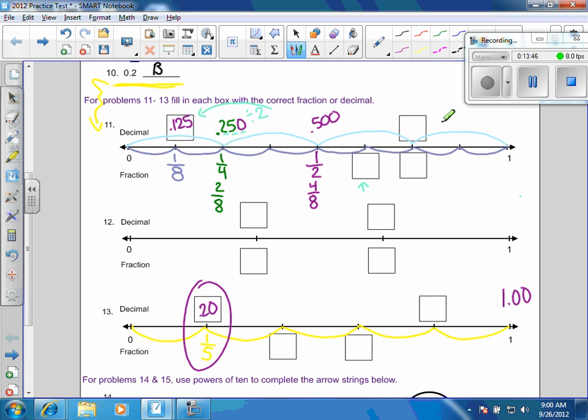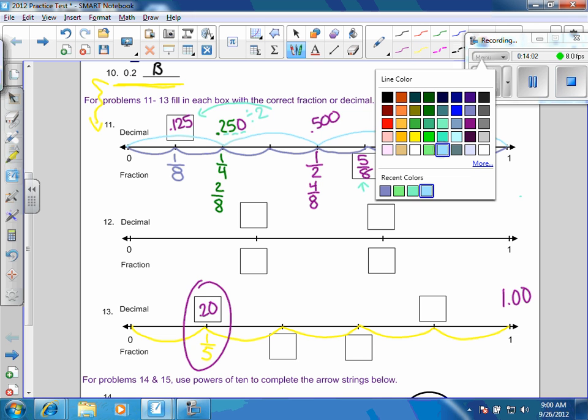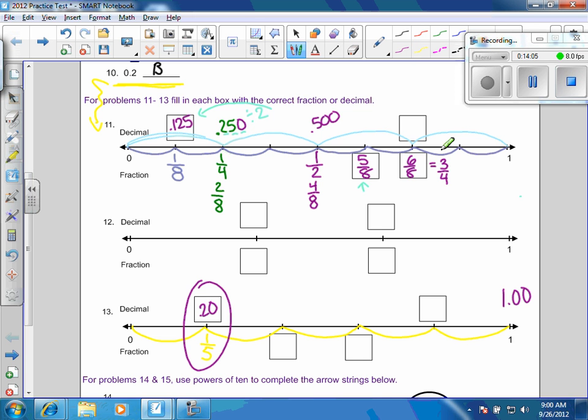What's this going to be right here? Sammy, keep going. 5/8. Good. And this one? 6/8. Can you think of another way to write 6/8? 3/4. And if you look at these light blue jumps, there's 3 of these. 1, 2, 3 out of 4. So do you know the decimal for 3/4? 0.75, 75 cents. Okay. Perfect.